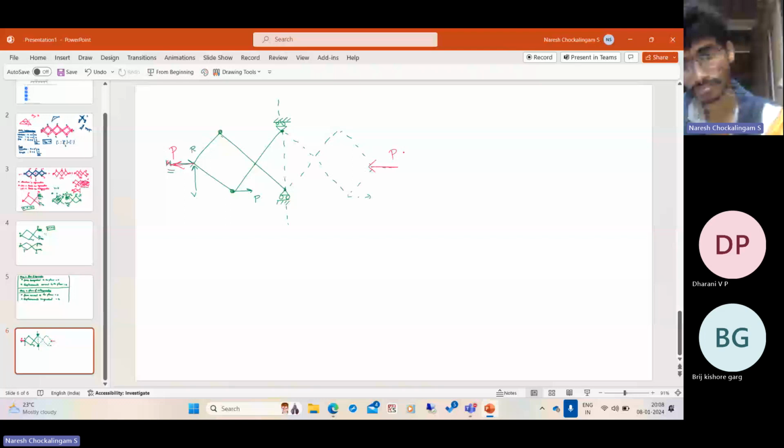Now let us look at part A, where you have this. Where is this? This one. Again, we can draw only half the structure. So in part A, you have this.